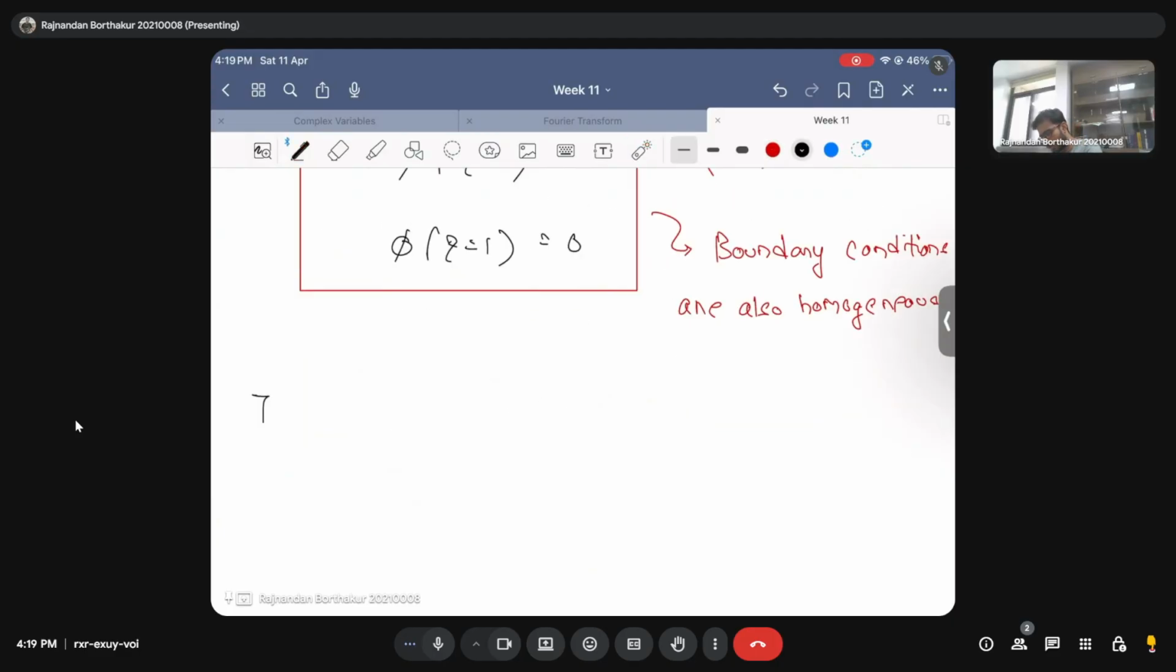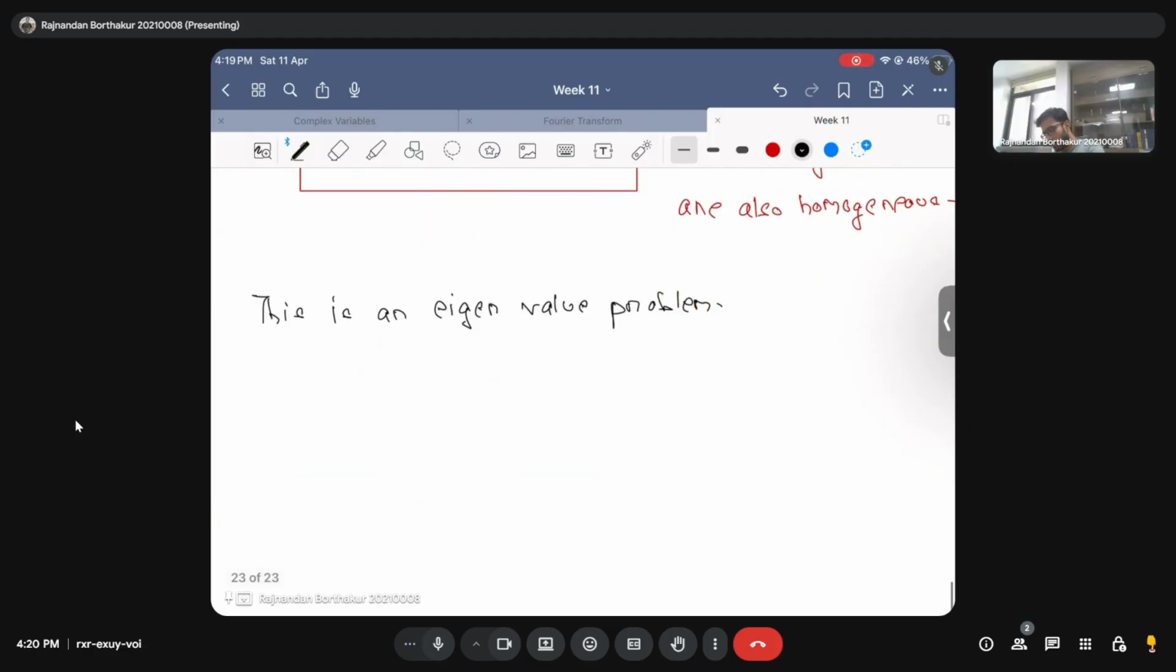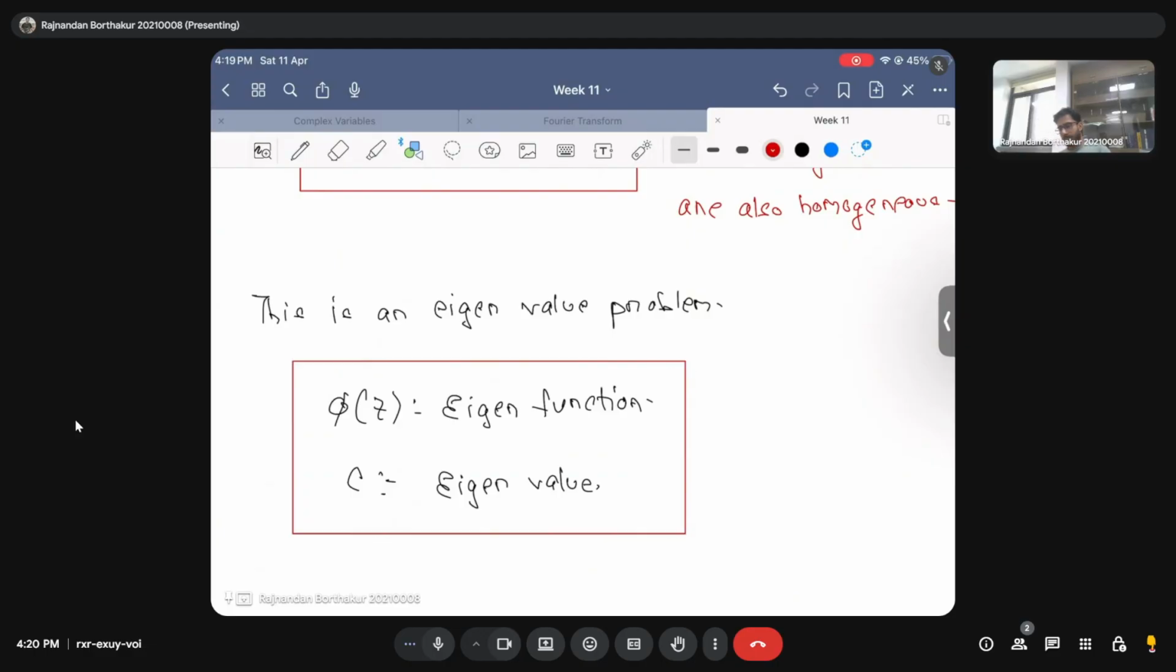So this means that this is an eigenvalue problem, where phi of z is basically the eigenfunction and c is my corresponding eigenvalue. That's it. That's all that we require in order to know about the stability.